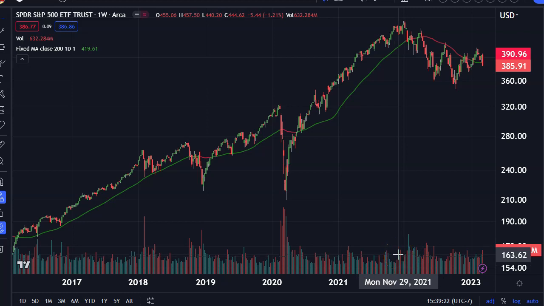So combined, all three of these things, the trend, the moving average, and volume, are telling us what is going on or what has happened in the recent past, and it could help us make decisions, in our opinion, going forward.